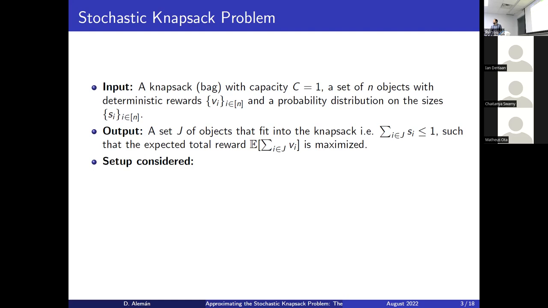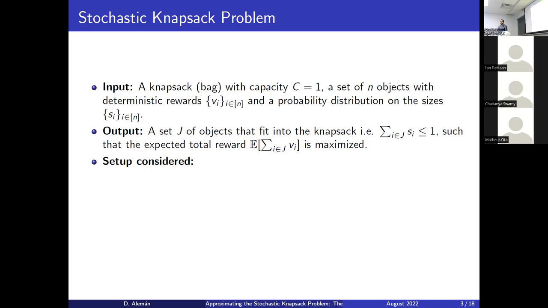I'm sorry, I have a question. It says that the rewards are deterministic. Yes, they are some fixed numbers that are given to us. Okay, so this expectation is not of random variables, right? Oh, well, you have to keep in mind that the set J is a random variable. Oh, okay, I see.